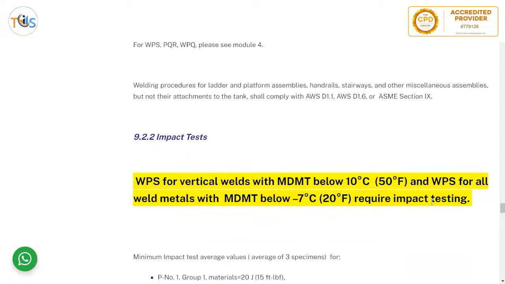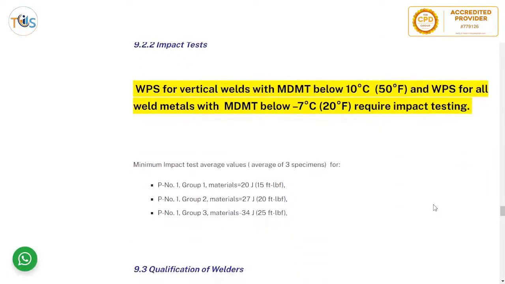Welding procedure for ladder and platform assemblies, handrails, stairways, and other miscellaneous assemblies, but not their attachments to the tank, shall comply with AWS D1.1 and AWS D1.6 for stainless structures, or ASME Section 9. Remember that the attachments to the tank are not included here.